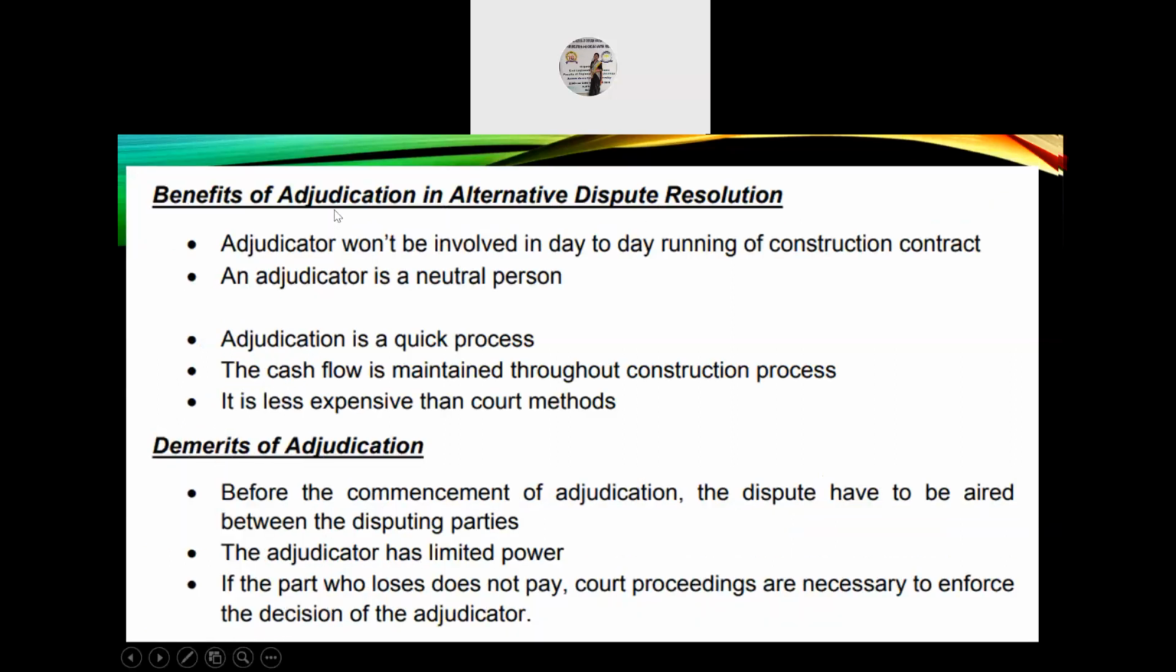Benefits of adjudication in alternative dispute resolution. It won't be involved in the day-to-day running of the construction contract. It is a neutral person, it is a quick process, the cash flow is maintained throughout the construction process, and it is less expensive than court methods. Demerits: before the commencement, the dispute has to be aired between the disputing parties. It has limited power. If the party who loses does not pay, court proceedings are necessary to enforce the decision.